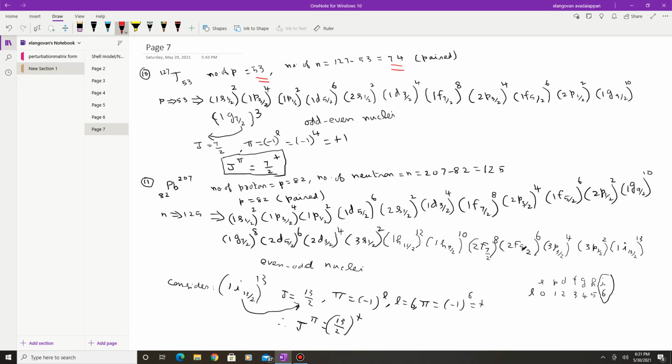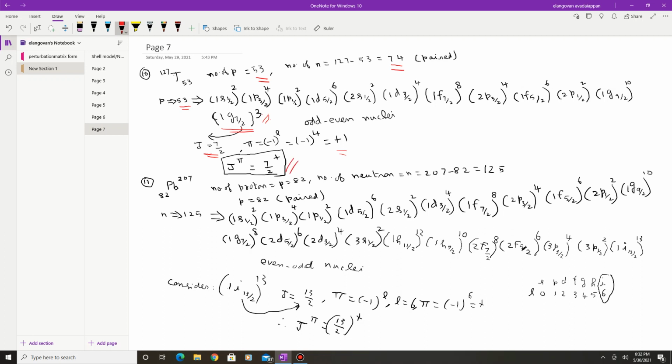So you write down the level sequence corresponding to 53, using 50 for 53 according to our scheme given earlier. You first complete the energy level diagram, and you will find that the last level is 1f 7 by 2. This is odd for the proton, and for the neutron it is even, and therefore this is an odd-even nucleus. For odd-even nuclei, J is 7 by 2, and parity is minus 1 whole power L, L is equal to 3, so this is positive. So J pi is equal to 7 by 2.